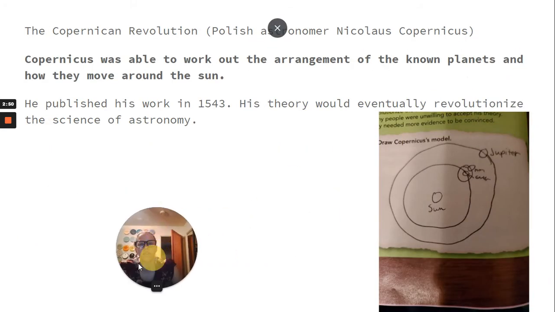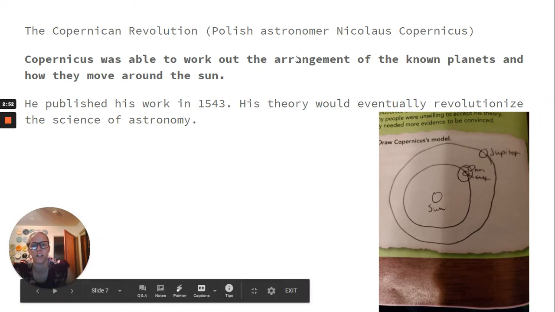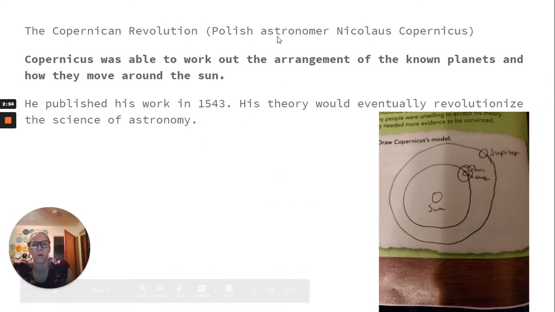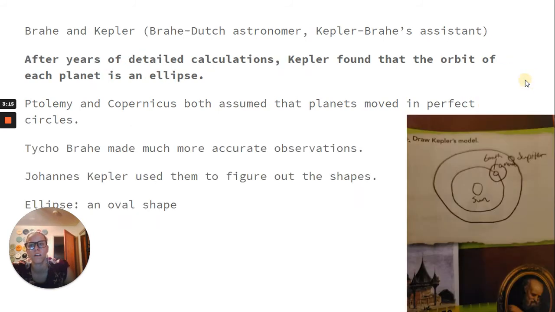The Copernicus Revolution. So a couple sections here on different astronomers. So we have the Polish astronomer Nicholas Copernicus. Copernicus was able to work out the arrangement of the known planets and how they move around the sun. So here we have the sun, you can see Earth, its moon, and then Jupiter. So he published his work in 1543, and his theory would eventually revolutionize the science of astronomy.